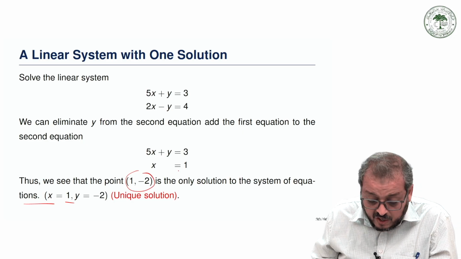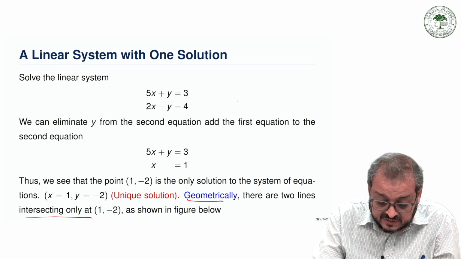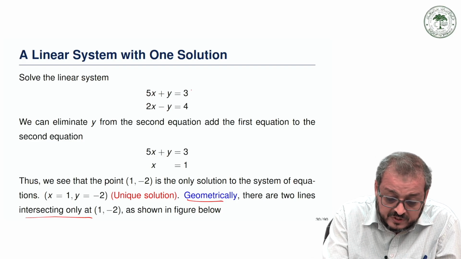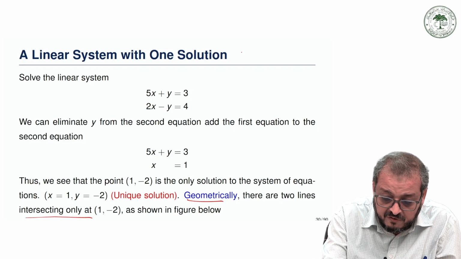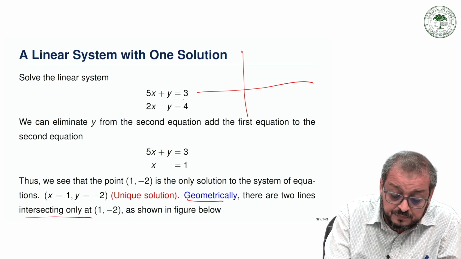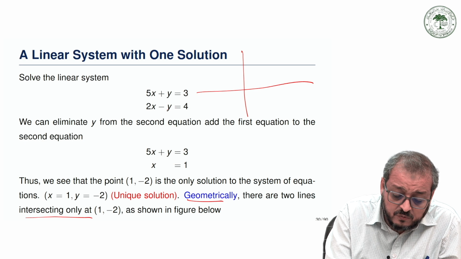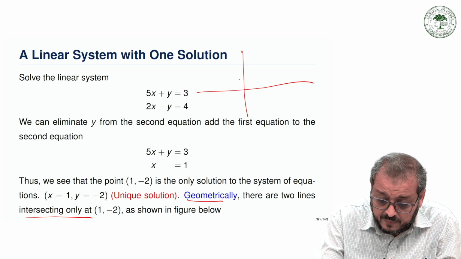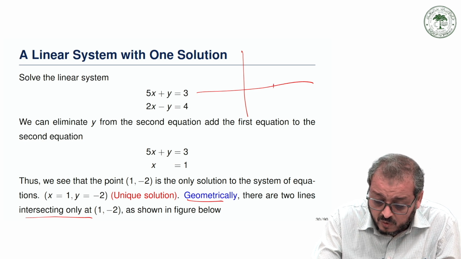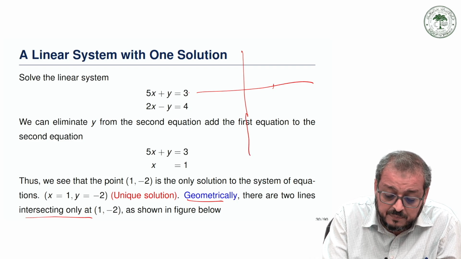Now we try to find geometrically how the two lines intersect. This means that if we have two equations and we plot them in the xy plane, then if we take x equal to 0, y is equal to 2, and if we take y equal to 0, then x is equal to 3 by 5.